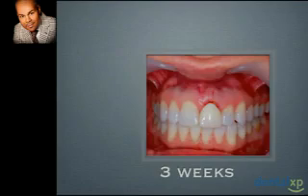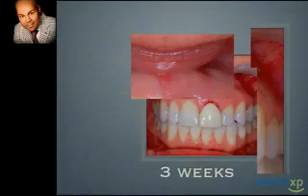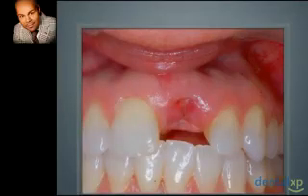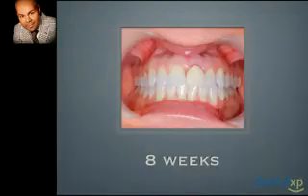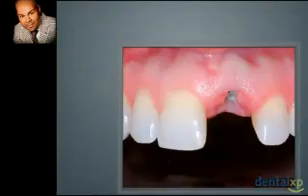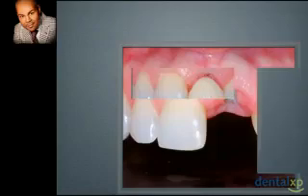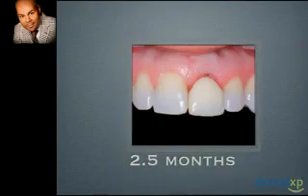Same photo with the flipper in place. Three weeks down the road, filling in nicely. Eight weeks. Close up, you can see that's our healing abutment in there. We have stippling of the tissue, keratinized fill. So we'll go back and fabricate our abutment at this time and provisionalize.